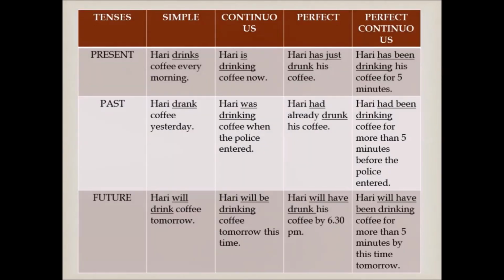So I have given you examples for all 12 tenses here. I am considering the V1 verb drink here. So drink is the verb that I considered. What I am doing is using the verb drink, and I am framing sentences in all 12 tenses.